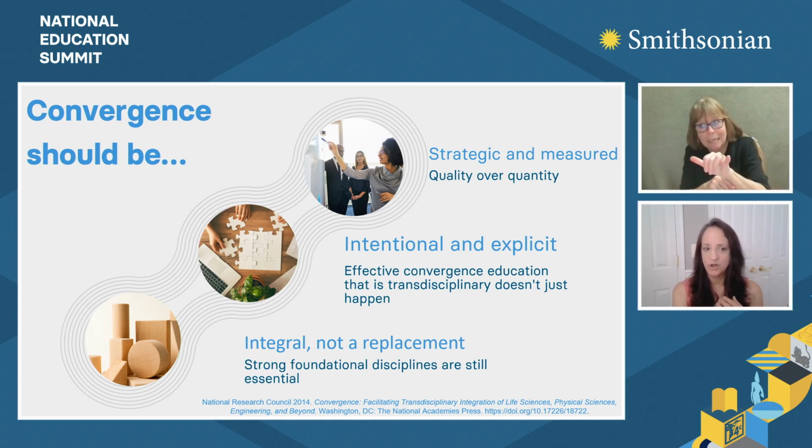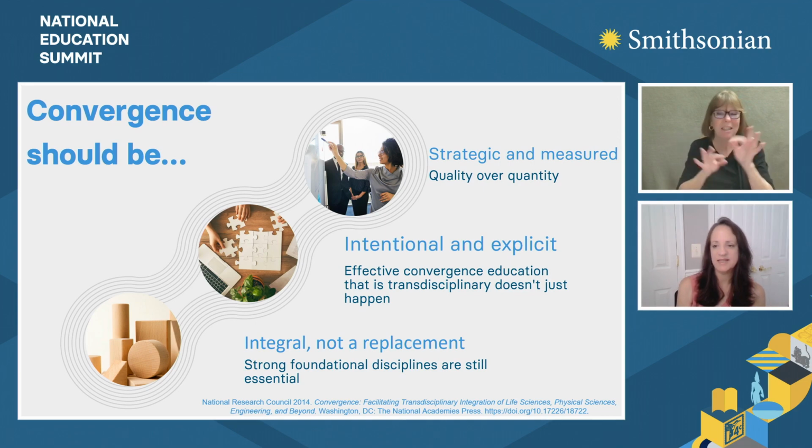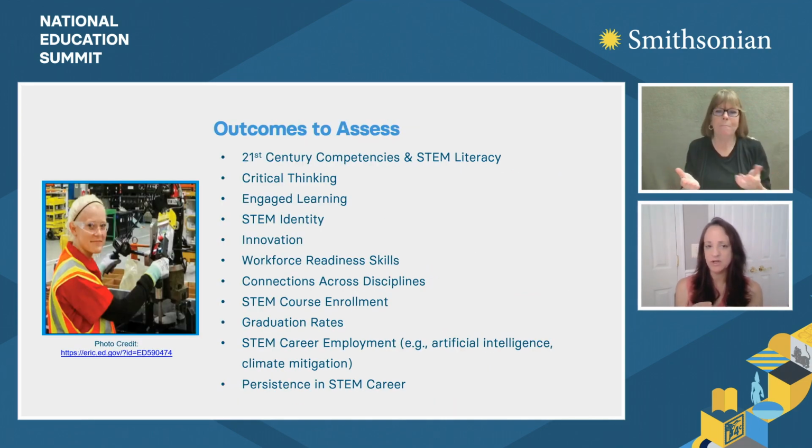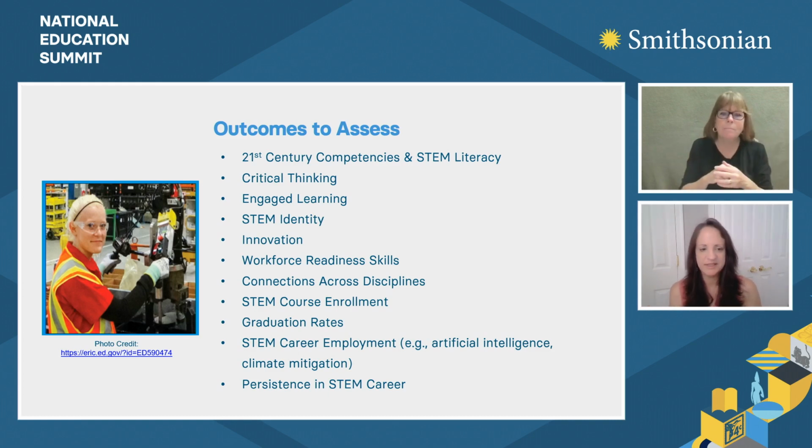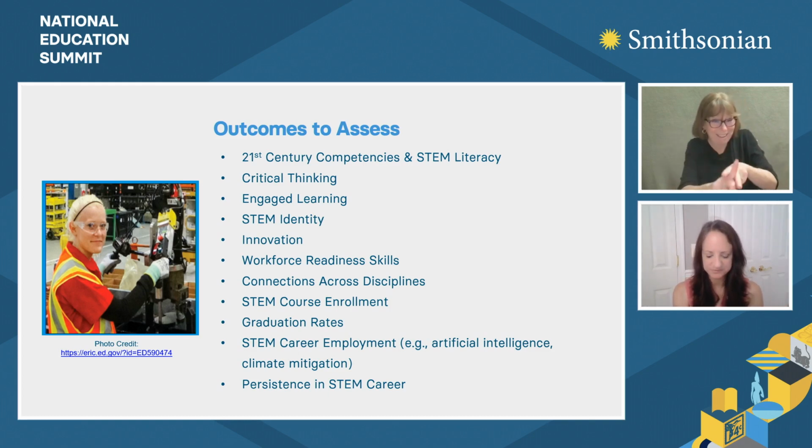And finally, we have to assess it. And Kelly will talk a little bit about the challenges of how complex it is to assess the outcomes in a transdisciplinary way. So the next slide shows there are different outcomes to assess. And Kelly and Trey will talk about some of those outcomes, whether it's assessing their STEM literacy, their critical thinking, their STEM identity, their workforce readiness, their career employment, their persistence in STEM careers. There are different ways to assess this, but it's not easy when you might be assigned to a particular discipline in your classroom.